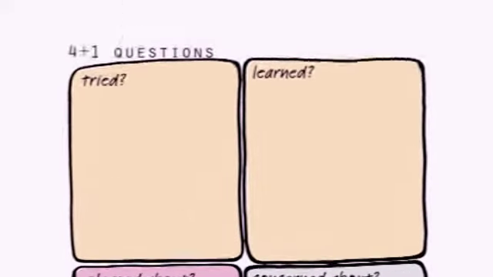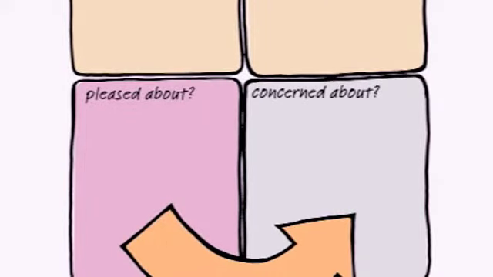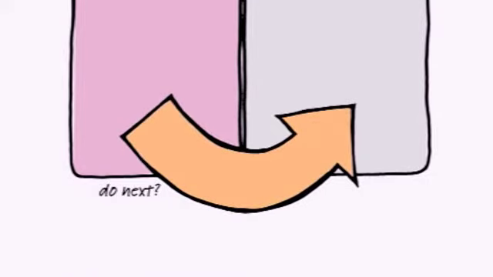Another tool for analysis and action is the tool that we refer to as the 4+1. The 4+1 is an adaptation of the Xerox problem-solving model, but it's a very simple set of questions. It asks: what have you tried, what have you learned, what are you pleased about, and what are you concerned about? And once we get the answers to those questions, we say, based on what we learned, what should we do?